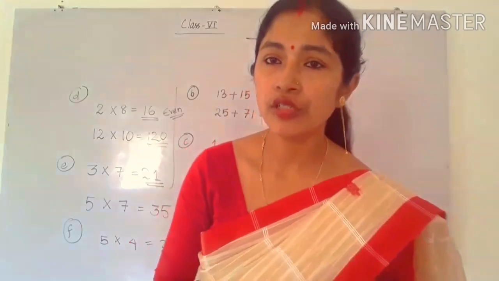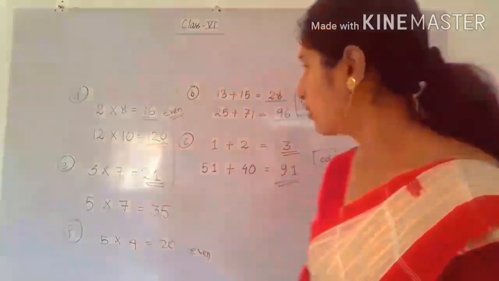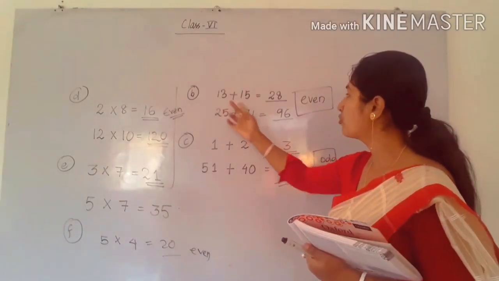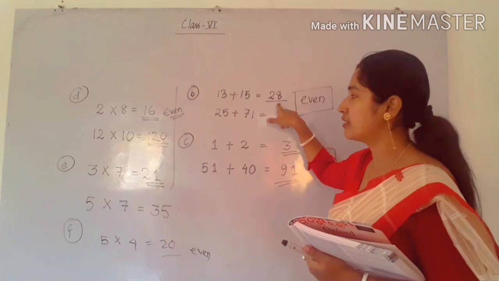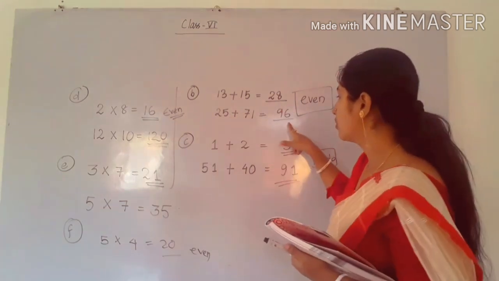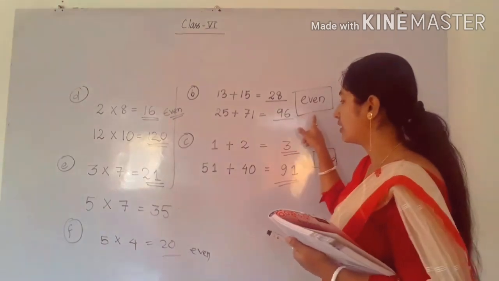For each question I am giving you one example. For B, I have taken two odd numbers, and the sum of the two odd numbers is 28, that is even. Similarly here also I have taken two odd numbers, and while adding them I am getting 96. So this is an even number.